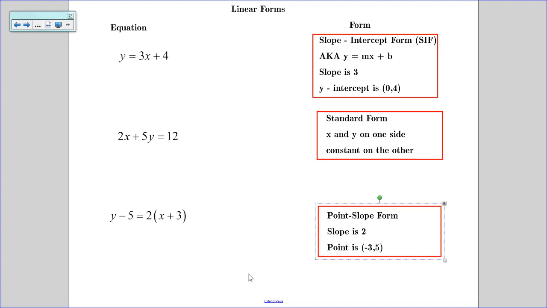The final one is called point-slope form. As the name implies, it tells us a point and the slope. Here the slope is 2, because that would be the coefficient of x, and the point would be (-3, 5). It's the opposite of the numbers being added or subtracted to the variables.